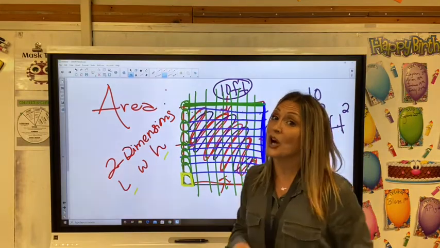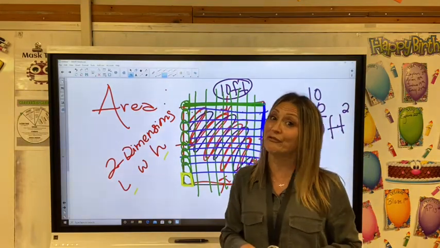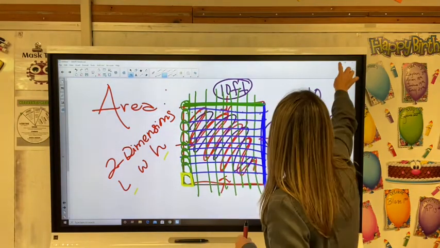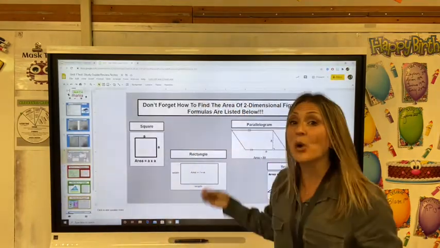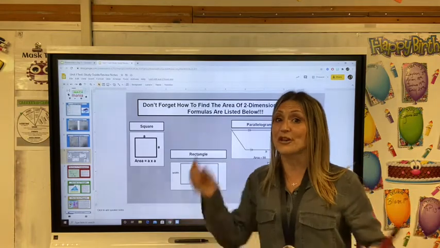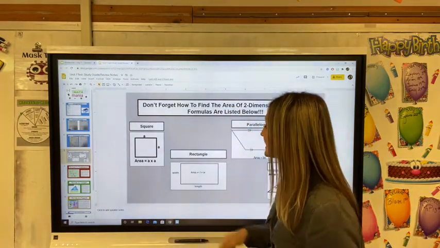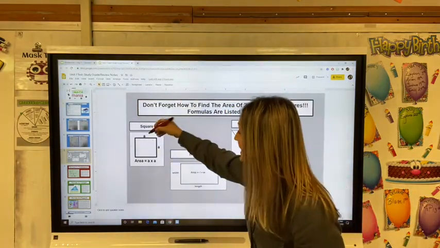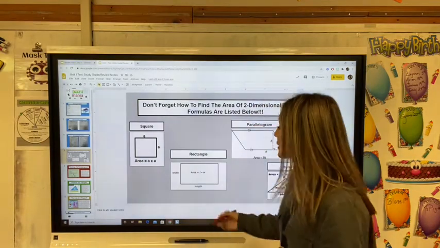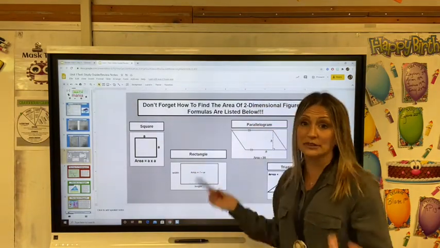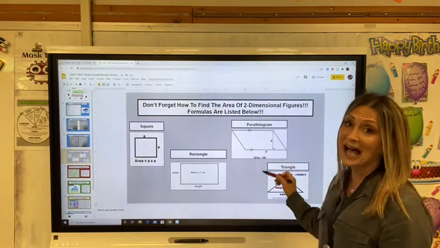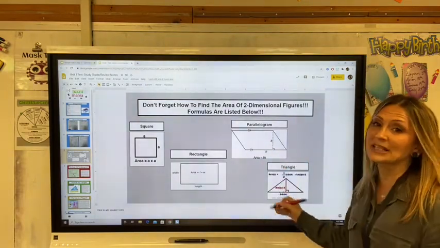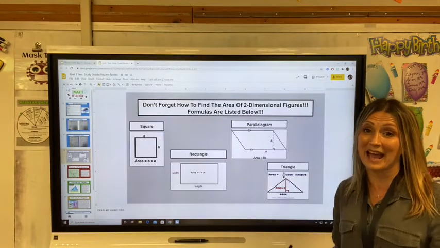And it depends on what figure we're finding the area of. I'm going to go back to that little diagram that I had earlier. Each one of the figures has a different formula. Here's another piece. The square is just take the side by the side. The rectangle is the length times the width. A parallelogram is a base times the height. And a triangle is base times the height, and you take half of it.